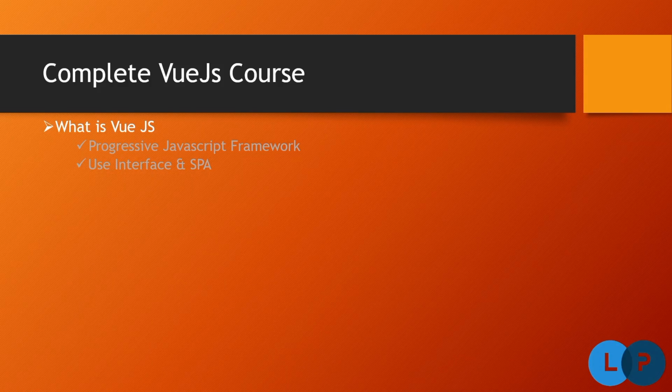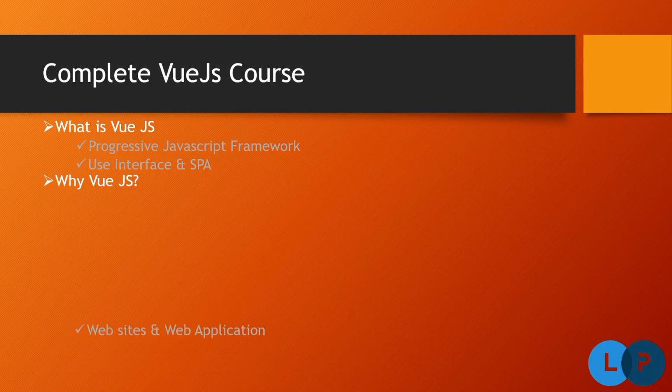So this is a progressive JavaScript framework, and SPA is single page application. A single page application is a website or a web application that dynamically rewrites the current web page with new data from the web server instead of the default method of the web browser loading entire new pages.